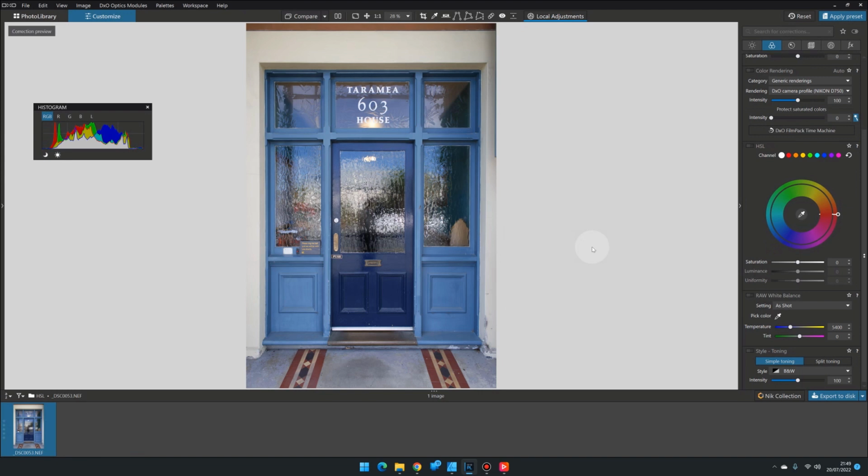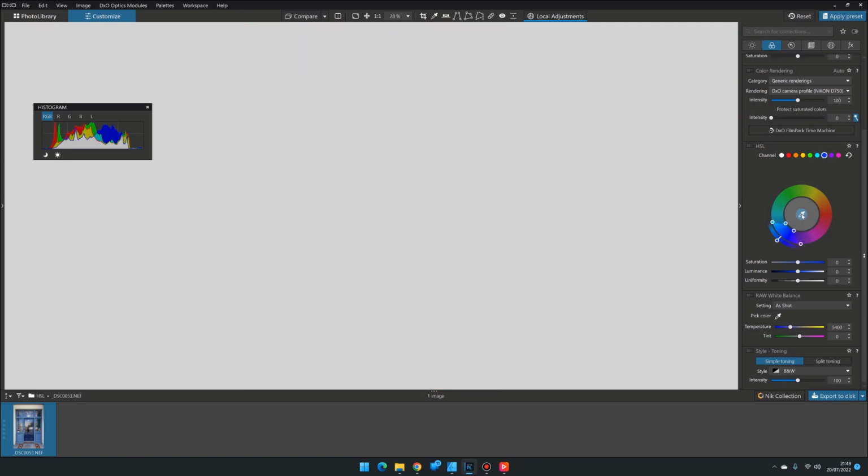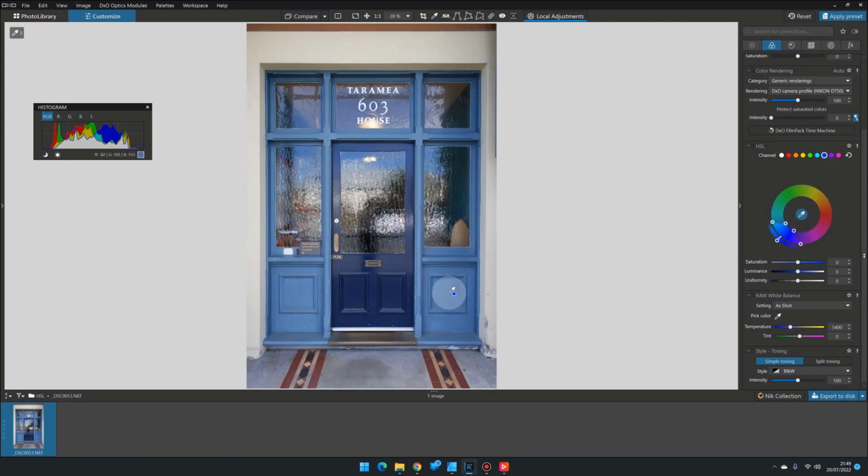The question was, in a lot of my videos, if I was going to impact this blue, for example, I would come up here and I would pick one of the blues, probably that one, and then I would pick the eyedropper, and then I would come over and pick the specific color. And the question was, why am I doing that extra step? Which is a really good question. Why am I doing that extra step?